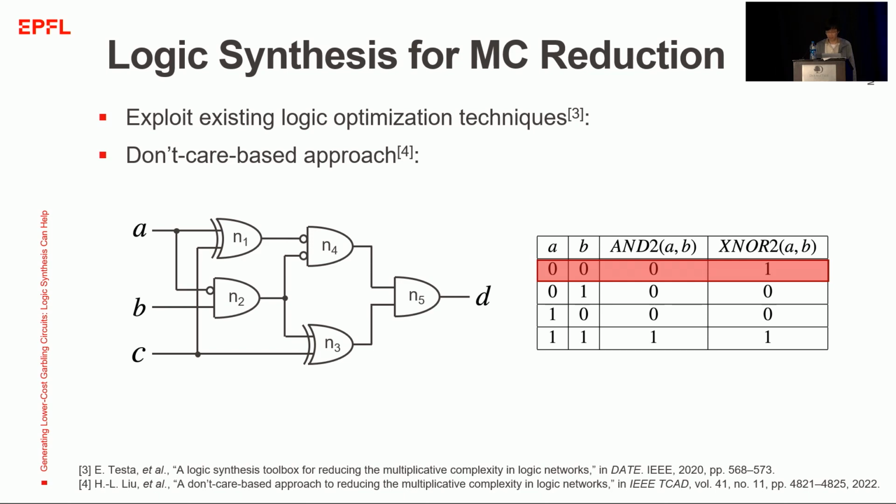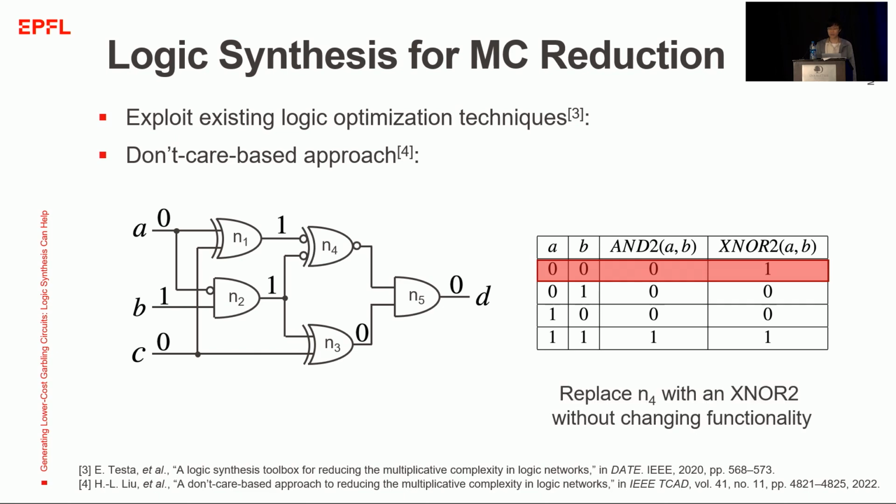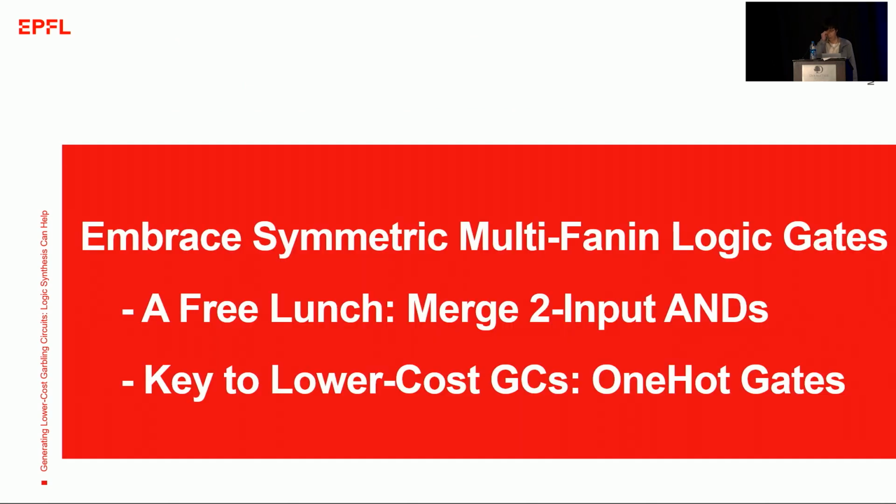For example, in this Boolean circuit, it is noticed that the input pattern of N4 is 0, 0 only if the primary inputs of A, B, C are respectively 0, 1, 1. However, under this input condition, the output of the gate N3 would be 0 and dominate the primary output D, making the output of N4 unobservable. Therefore, we can replace N4 with an XNOR gate and reduce the MC by 1 without changing the functionality of this circuit. Despite these remarkable works, the MC reduction problem is generally regarded to be intractable.